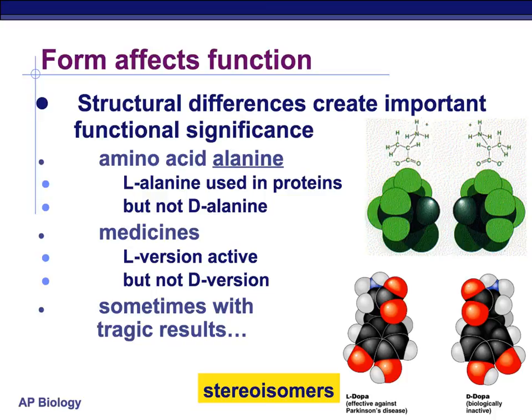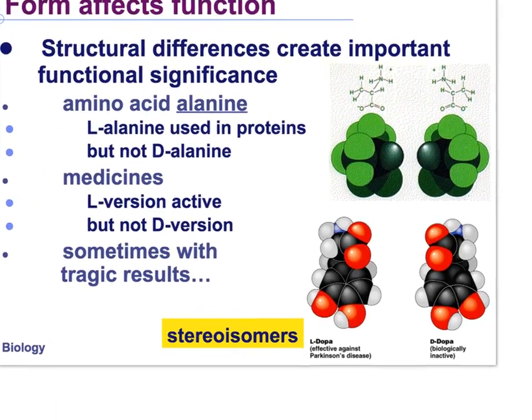So you have different amino acids. Alanine is an amino acid. Well, you can have L-alanine, which is used in proteins, but D-alanine isn't. This goes into different medications where you have L and D versions of it, where sometimes they have the same chemical formula, so like, oh, this will be great, but they act very differently. They're called stereoisomers. They're kind of like mirror images of each other. Chirality.